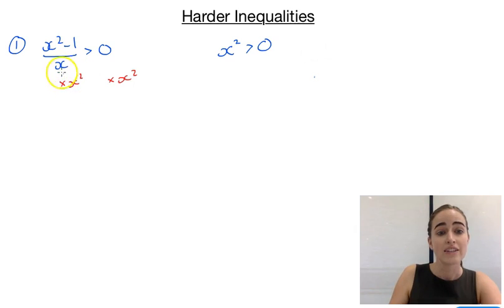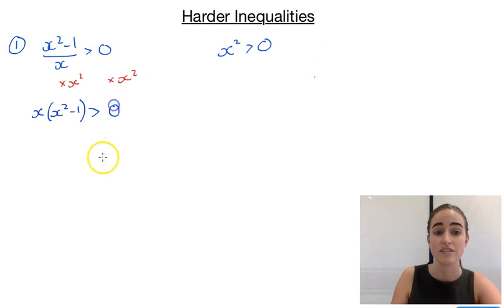So here, that x squared would cancel with the x, so we'd end up just having x outside of x squared minus 1. That is greater than 0 times x squared, but 0 times x squared is just 0. Now we're going to factorize this out a bit more. So we're going to have x outside of this x squared minus 1. That's the difference of two squares, so we can write it as x, (x plus 1), (x minus 1) is greater than 0.